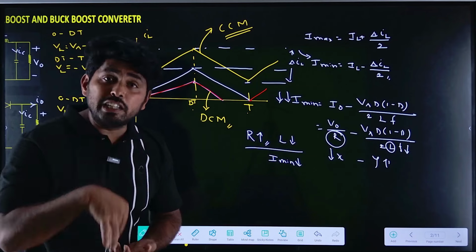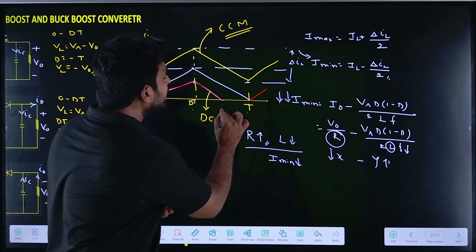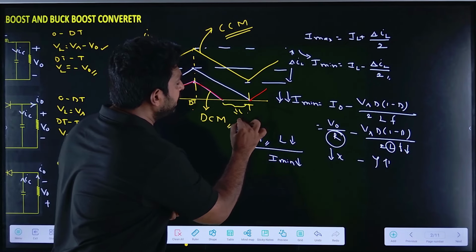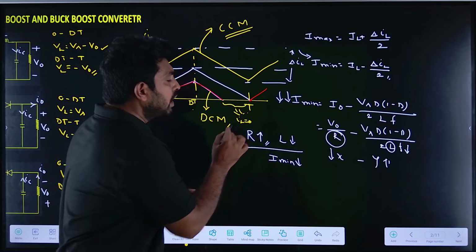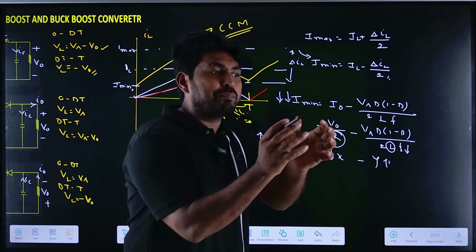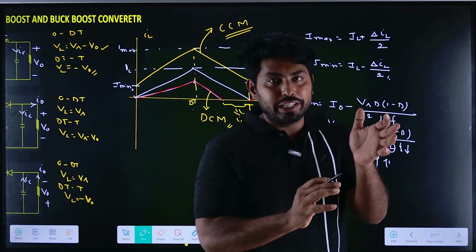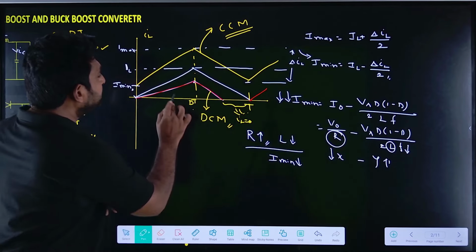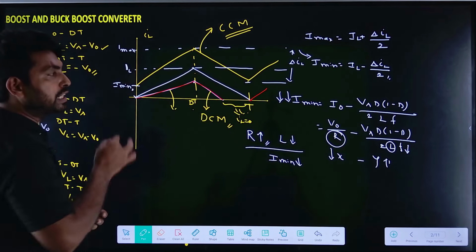In the case of discontinuous conduction mode, for some period of time the inductor current will be equal to 0. So during this period, it will be called discontinuous conduction mode.